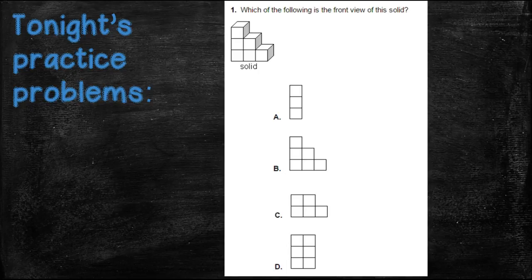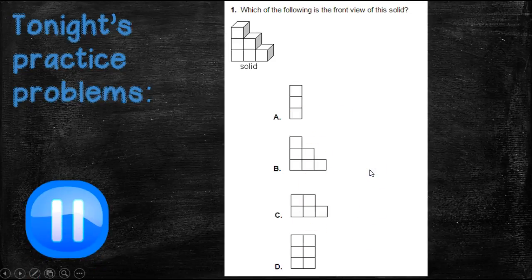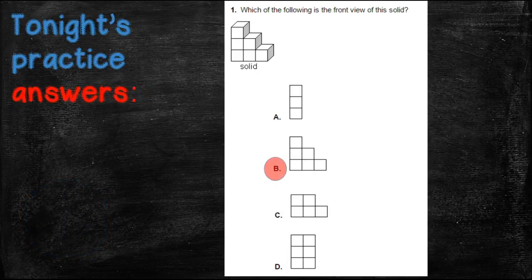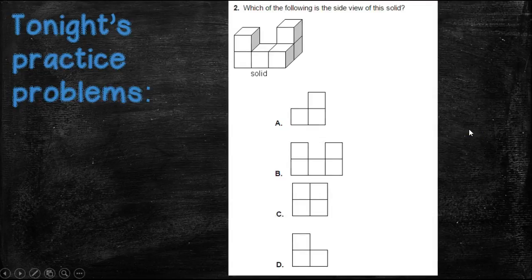So first of all, tell me, which of the following down here is the front view of this solid? Is it A, B, C, or D? Go ahead and write that down, pause the video, come back when you have an answer. Did you choose B? If you did, you'd be correct, because here you have 3, 2, and then 1. 3, 2, and 1. That is the front view of that solid. Pretty easy, right? Let's try a little harder one.